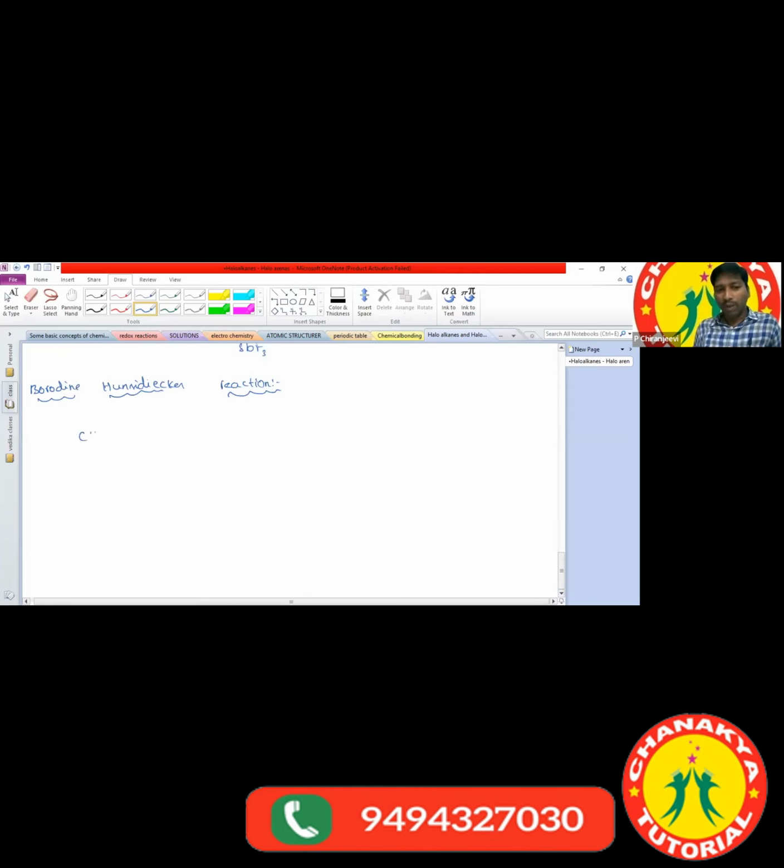How do we prepare them? CH3COOAg, we call this a silver carboxylate. The name of this one is silver ethanoate. It is treated with bromine in presence of carbon tetrachloride, and it forms methyl bromide, CH3Br, plus CO2. Carbon dioxide gas is expelled into the atmosphere, and the byproduct formed is AgBr.